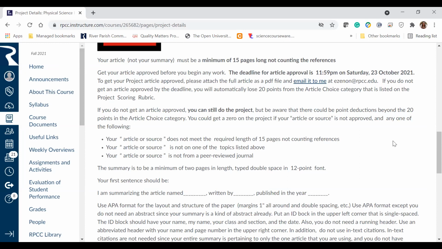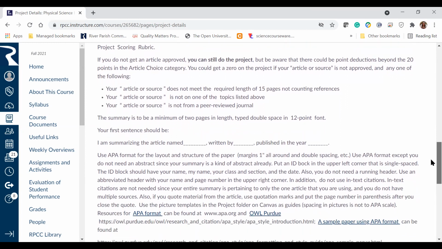So for those people who got their article approved, you don't have that to worry about, as long as you do a proper summary of the article. Okay? Does everybody understand that? Because if you send me an article at this point for approval, I'm going to tell you I'm no longer accepting, reviewing, or approving articles. Please consult the project details for additional information, okay? Because you had a good chunk of time to send that to me, all right?